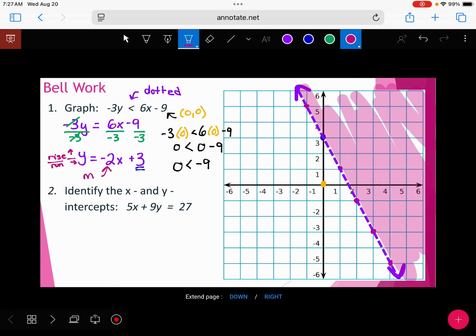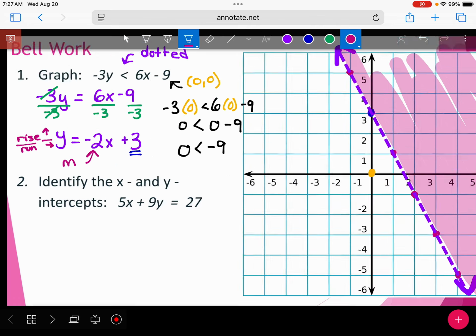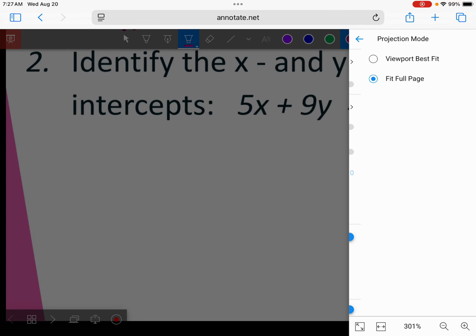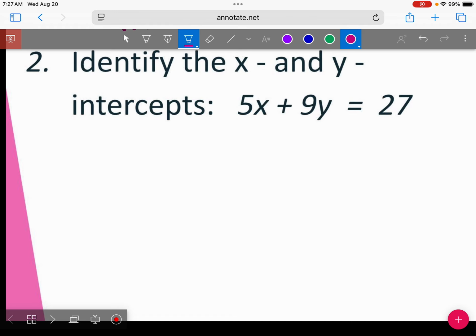Okay. Number 2, we're not graphing. We're just finding our x and y intercepts. So we're looking at this 5x plus 9y equals 27. I'm going to change the view real quick just so we don't have to look at the whole thing. We're going to find our x-intercept. We want to find our y-intercept.